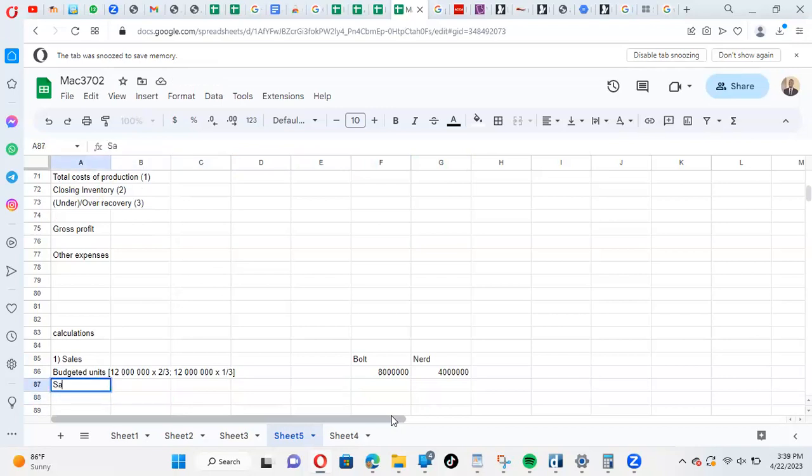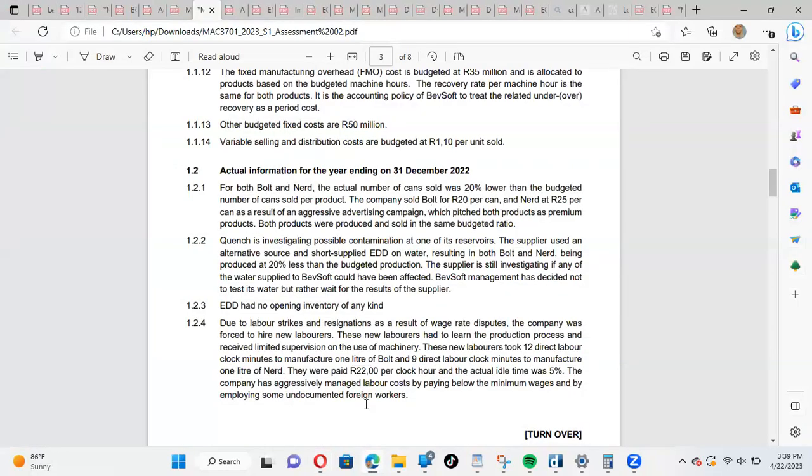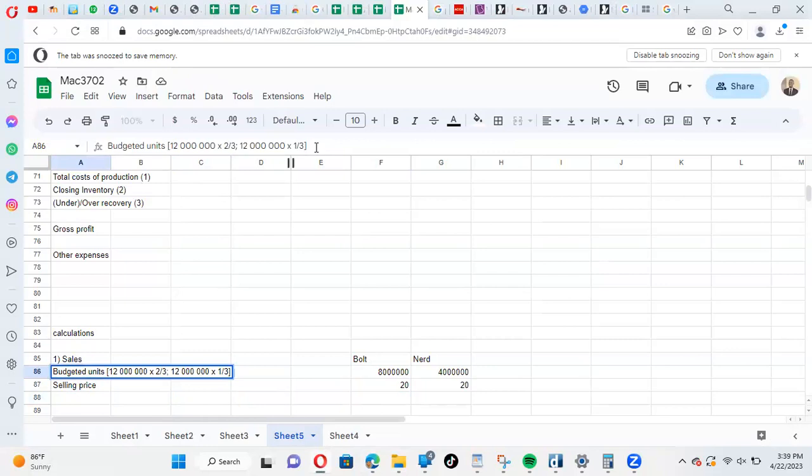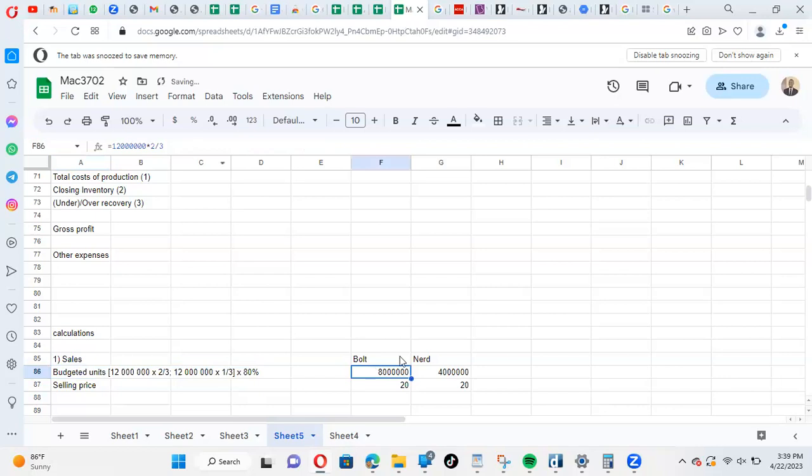And then what about selling price? Ne? We can get the selling price here. So one was 20 and the other was 25. Okay. 20 and 25. Total sales, budgeted sales. Oh, but now wait, these are budgeted. Why don't you just apply that 80%? Okay, I was going to ask if we're going to apply it after we get the total. Or I think let's just apply it on the units there. Okay.